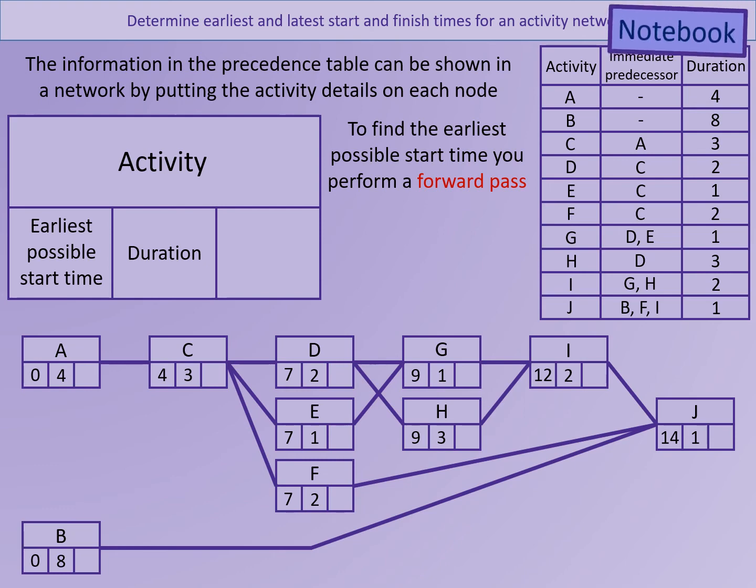We've now completed the forwards pass. So that means that every activity now has an earliest possible start time. That doesn't mean that it's definitely going to start at that time. It just means that as long as nothing else is held up earlier in the chain, that is the earliest time it could potentially start.